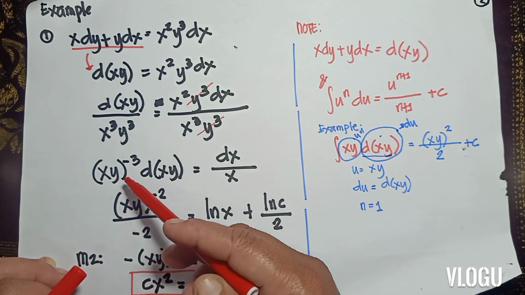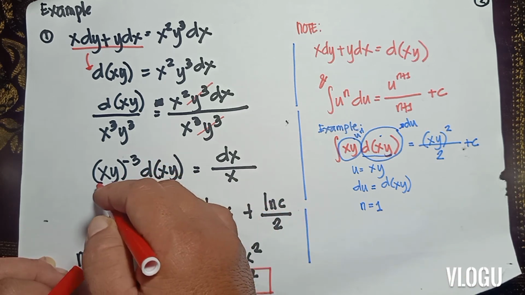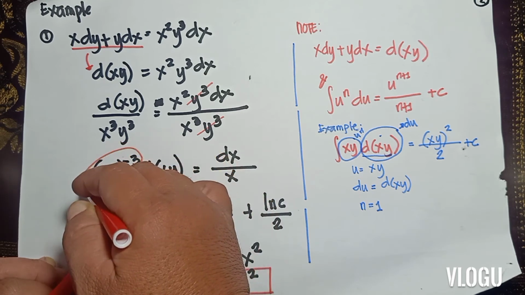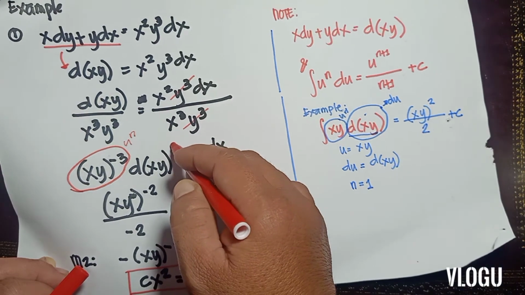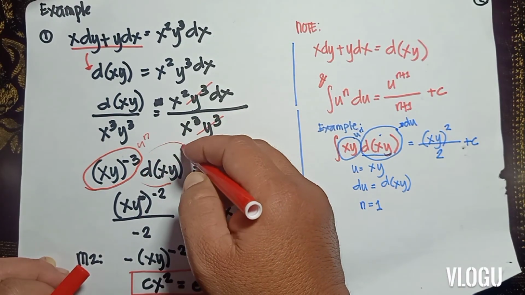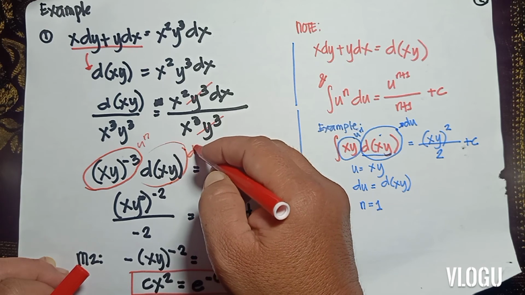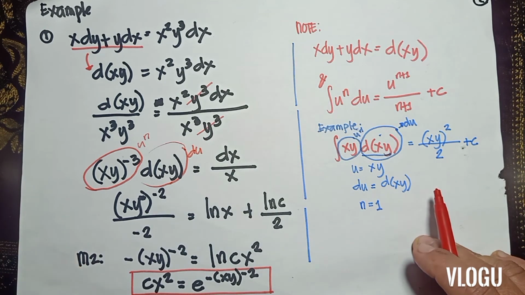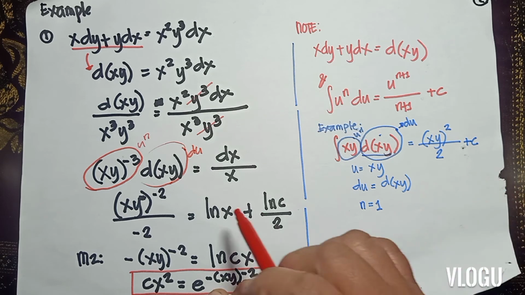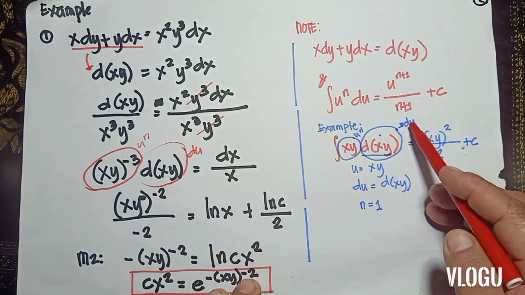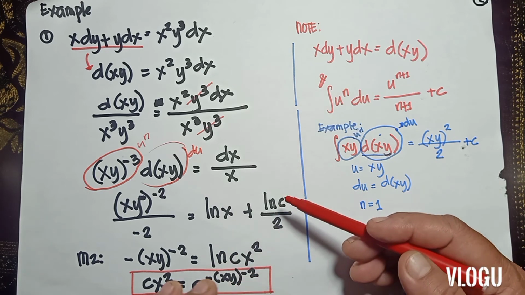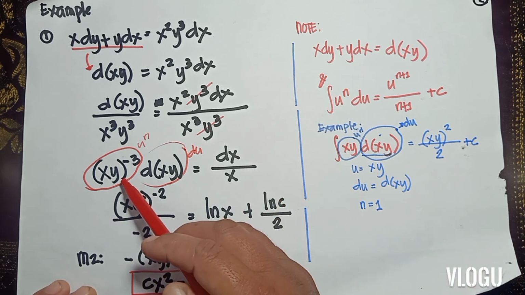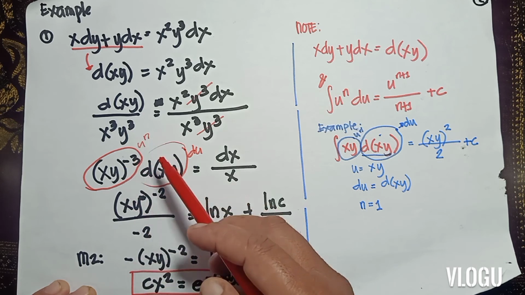So this form now, this one is u to the n. This one now is your du. So this is now a form of u to the n du. So if we are going to find the integration for this one, the integral of this one, that is u to the n du.